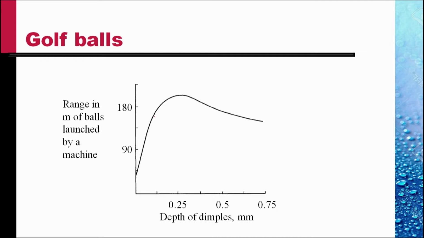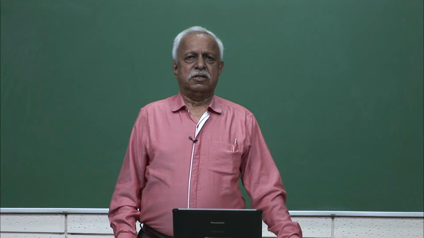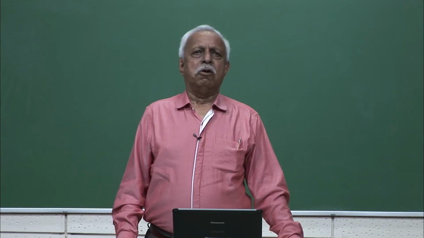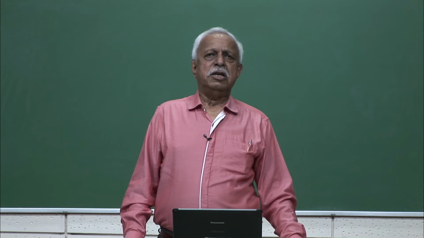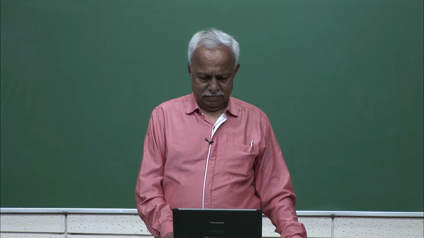I would hazard a guess that as the depth of dimples increases, the transition takes place earlier. But after a depth of 0.25 millimeter, the skin friction effects come into play. The rougher surface of the dimpled golf ball now causes an increase in skin friction, and that decreases the range slightly.